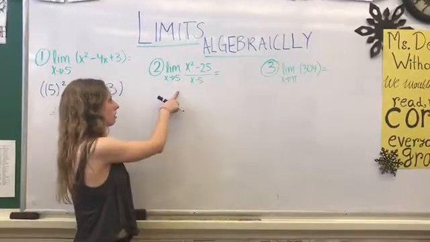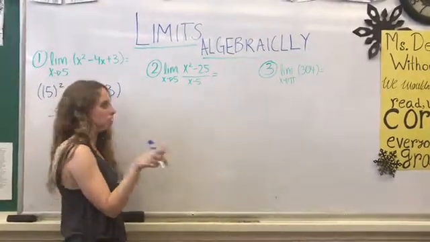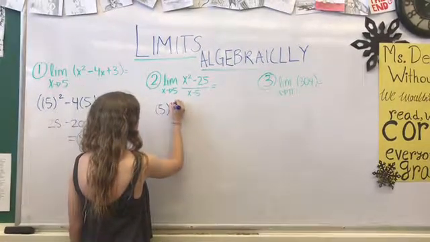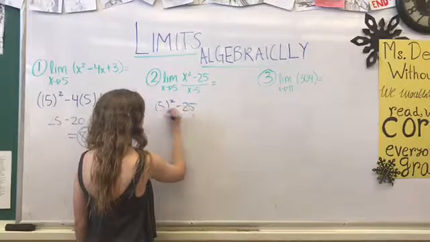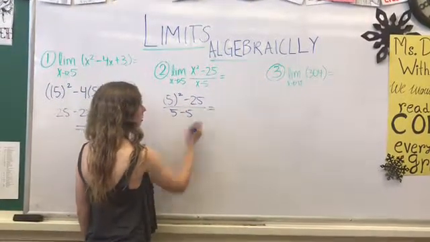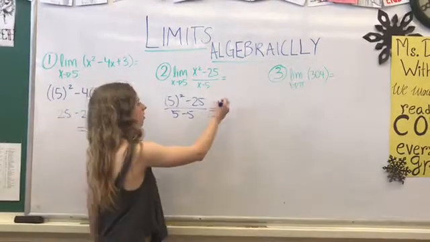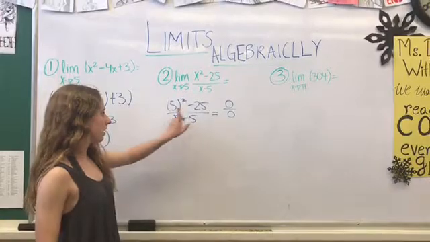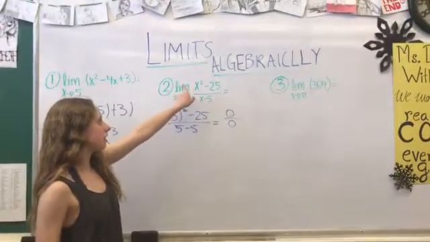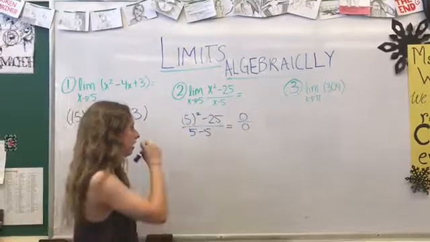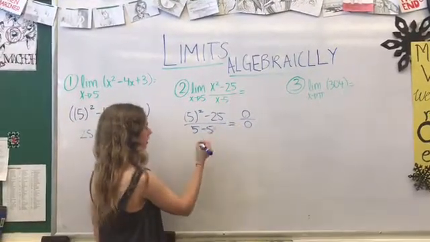For the second one, we're going to do the same thing. We're just going to plug in 5 into x. So it's 5 squared minus 25 over 5 minus 5, which equals 0 over 0. So this limit is undefined. But we can still solve for it because we can see that this top part is factorable. So we're going to factor it, and that'll take away the 0 over 0.